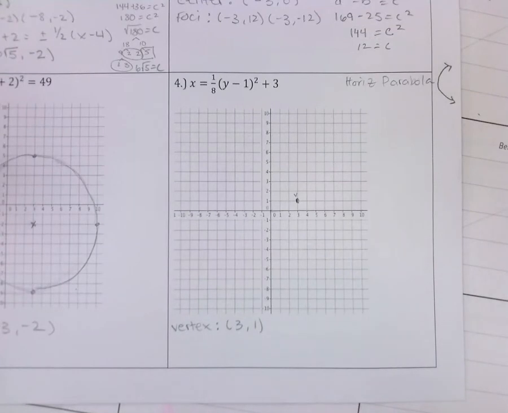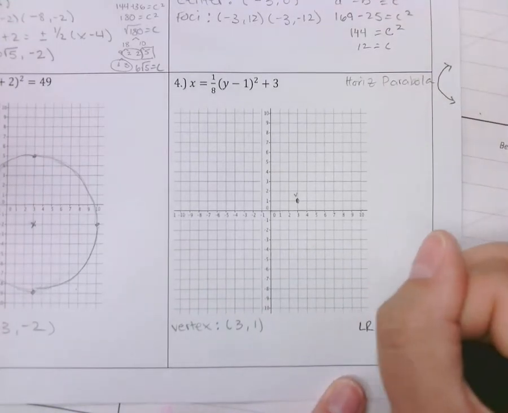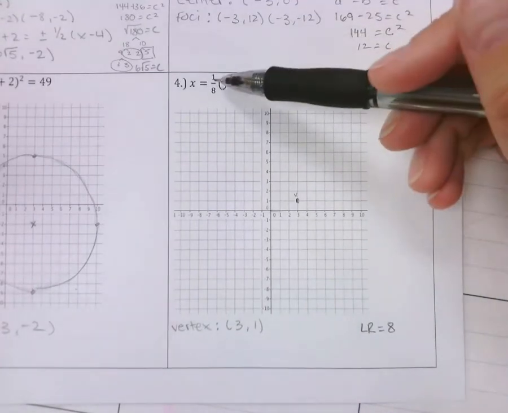Now, how do we graph the rest of this? Well, latus rectum is 8. I can't put that in yet, but I'm just telling you, it is 8, because it's the reciprocal of A.